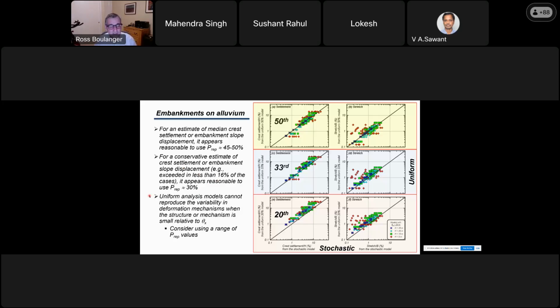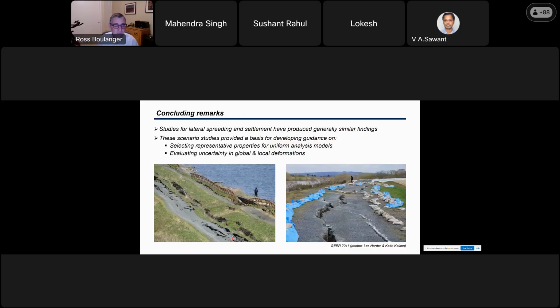And in all cases, what you have to recognize is that a uniform analysis model cannot reproduce the variability that comes when the structure or the deformation mechanism is small relative to the scale of the foundation features causing deformation. And so it's that spread in these red dots, and you can never get that for the small structures. And so here, that's where you might want to consider a range of representative properties to have a sense of how variable the deformations could actually be.